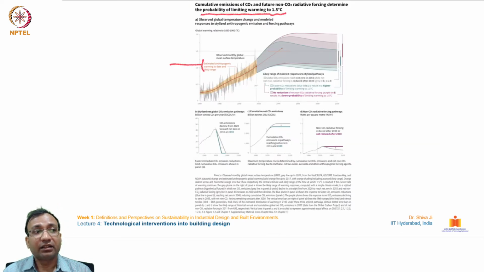Finally, this chart I would like to explain over here. I think we have seen it earlier also: cumulative emissions of CO2 and future non-CO2 radiative forcing determine the probability of limiting warming to 1.5 degrees centigrade. We are aware our world is experiencing global warming, because of the tremendous amount of exhaust and pollution and other impacts, and a lot of emissions of greenhouse gases in the atmosphere.